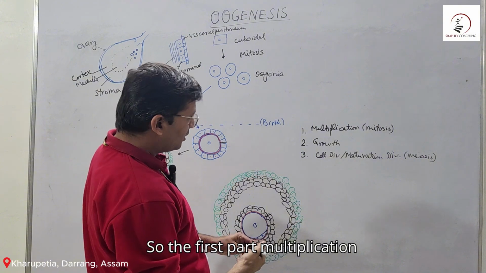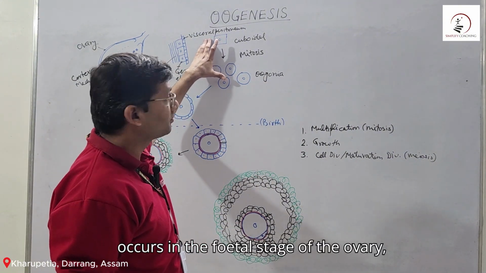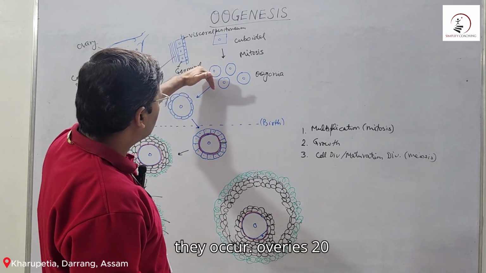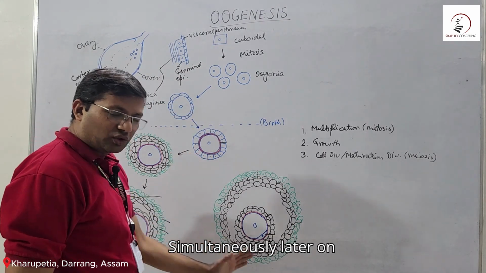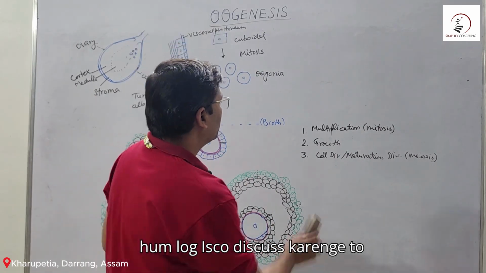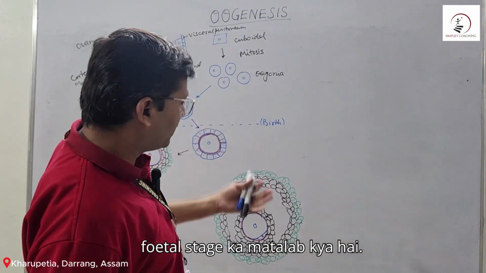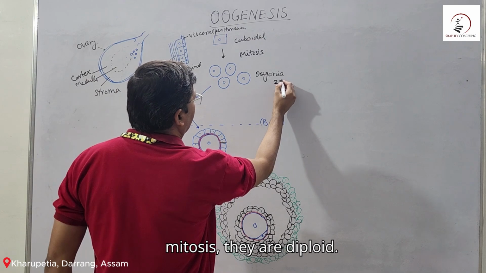The first part, multiplication, occurs in the fetal stage of the ovary. Then growth and cell division or meiosis occur simultaneously later on. That we will be discussing subsequently. हम लोग इसको डिस्कस करेंगे. तो अभी थोड़ा सा समझते हैं कि fetal stage का मतलब क्या है. These oogonia, because they divide by mitosis, are diploid.